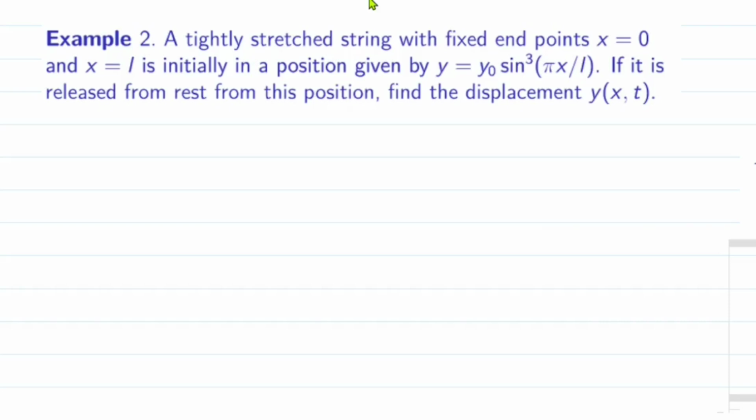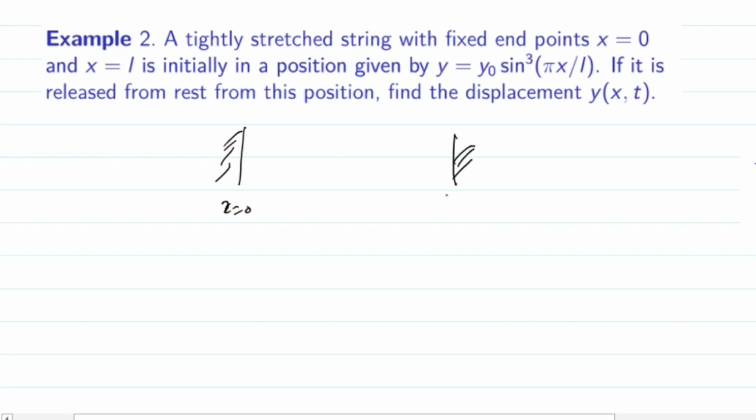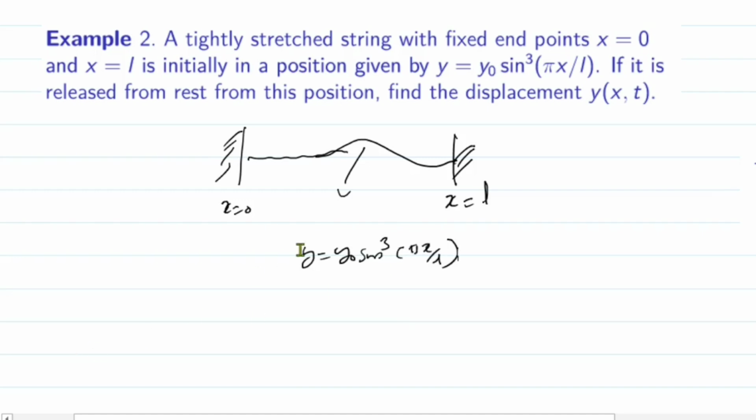Now let us solve another problem, and the same kind of problem for the wave equation. A tightly stretched string with two fixed endpoints at x equal to 0 and x equal to L. Initially it is at a position given by y equal to y naught sin cube pi x by L, and this is released from rest from the position. We need to find the displacement.